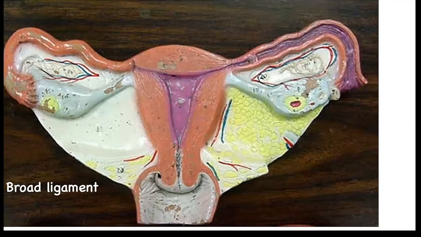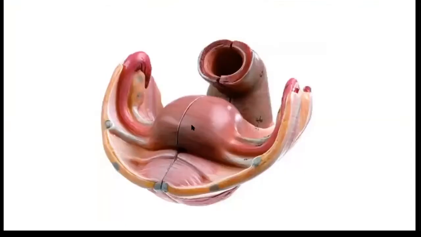the cervix. So when they do a pap smear, they come in and they scrape some of the mucosa cells here off of the cervix. This is a model looking at the uterus from a superior view. The fallopian or uterine tubes are located here.